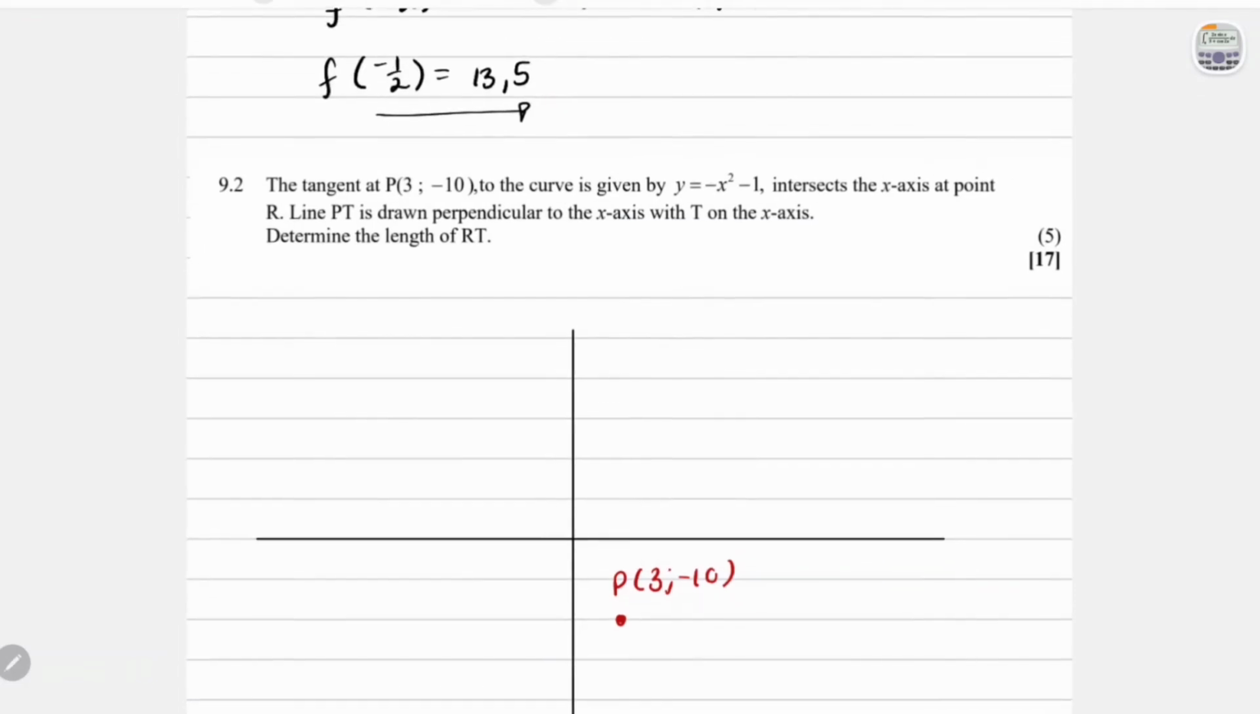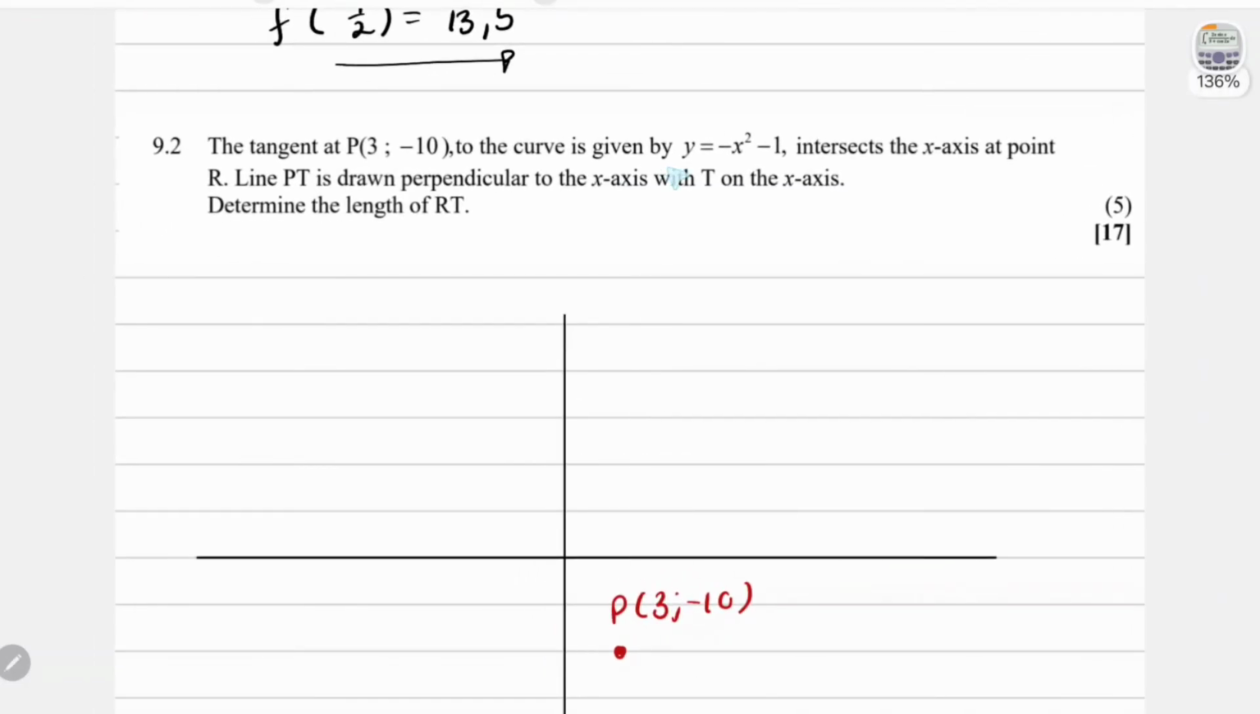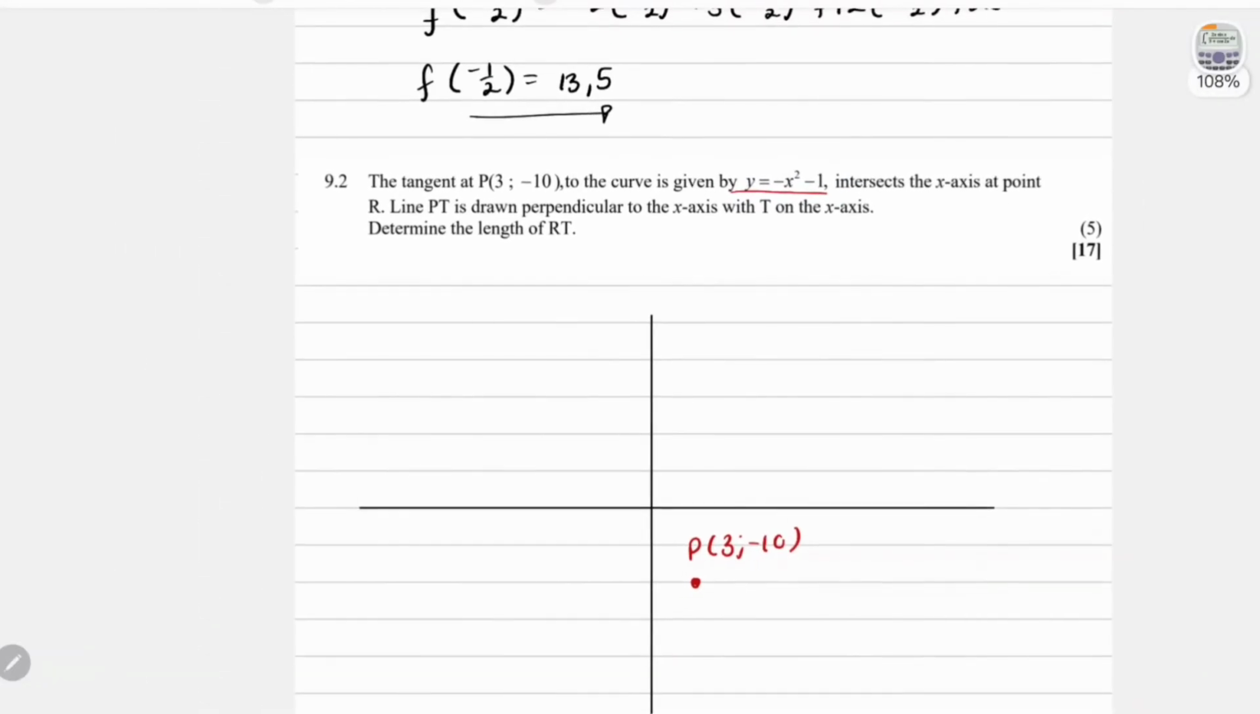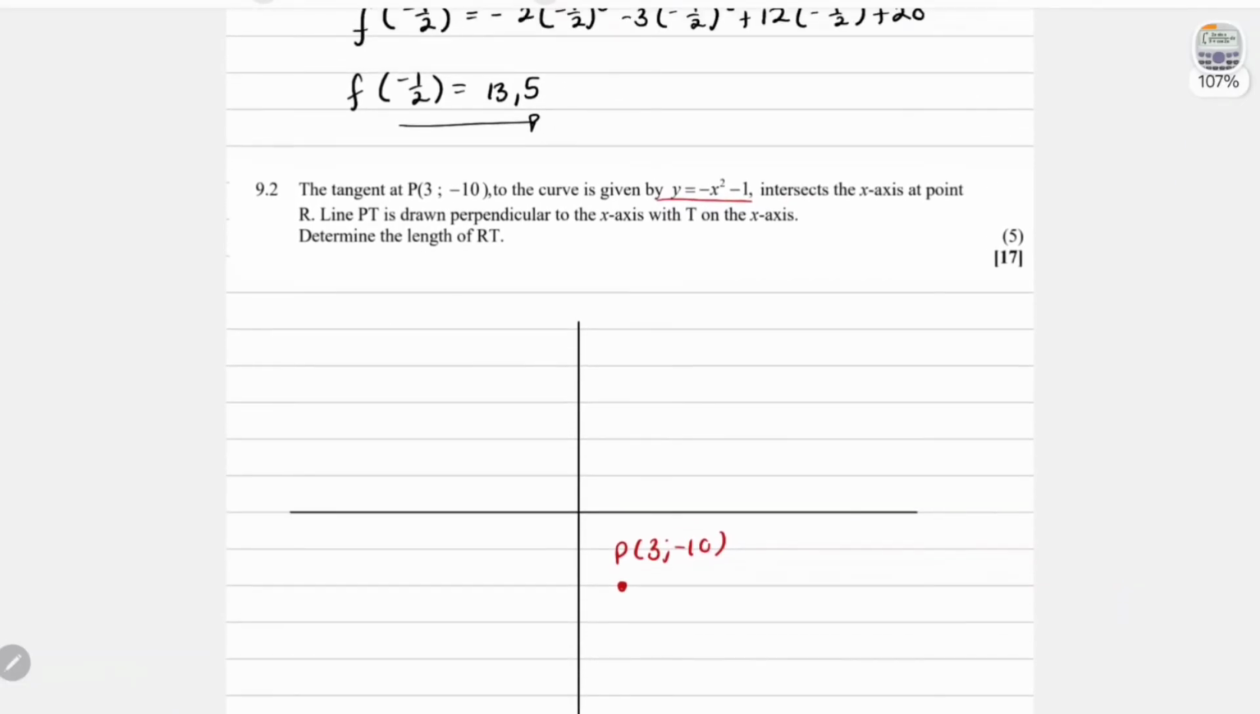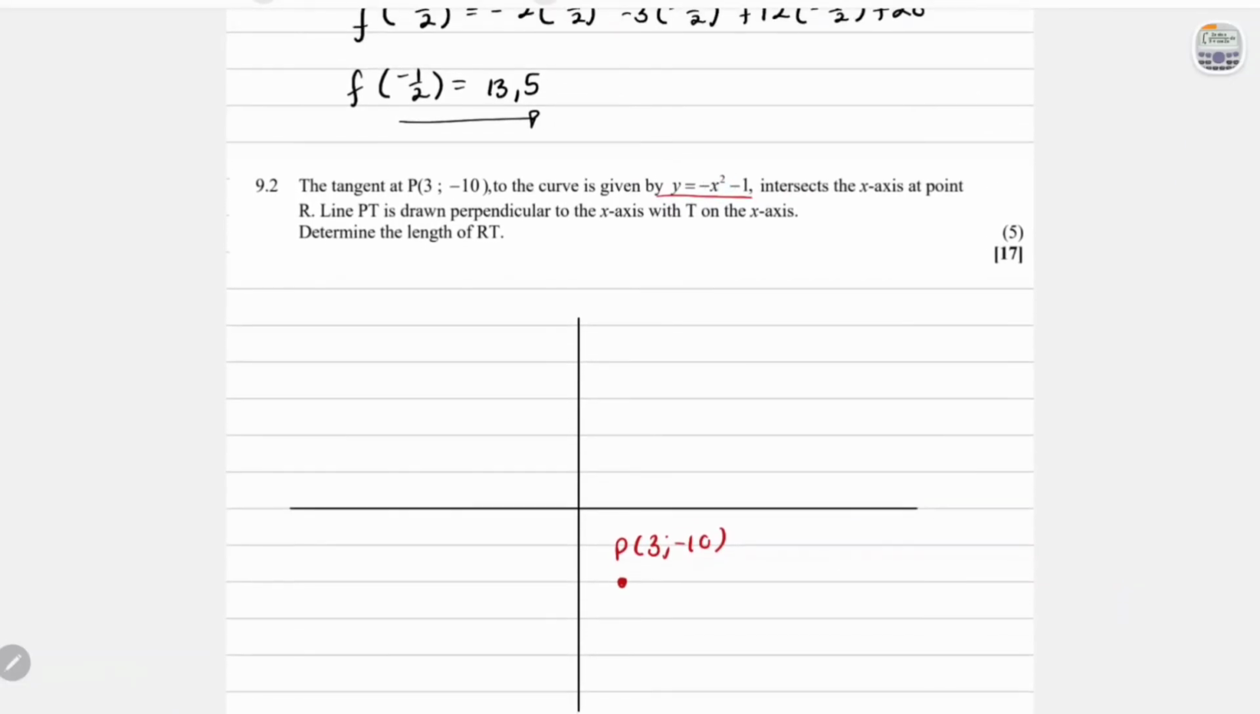So the curve is given by y equals negative x squared minus 1. Wait. The tangent at P. That doesn't make sense because the tangent, if it's a tangent, it's a straight line. So the tangent to the curve is given by this. Okay. That is supposed to be a straight line equation, but it is a parabola's equation. So it's kind of like maybe the parabola is this.